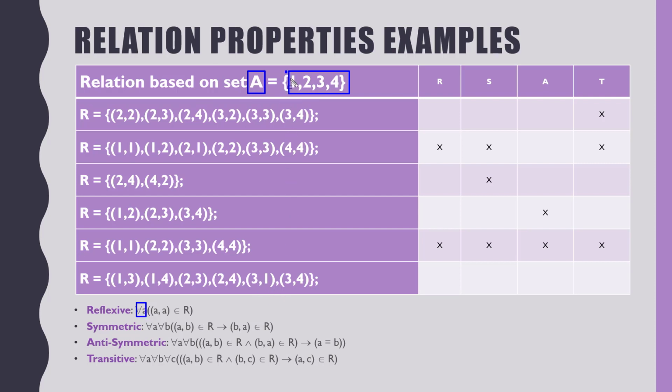So for this element as A, is there an A comma A? In other words, a 1 comma 1. For this element in the set, is there a 2 comma 2? Is there a 3 comma 3, 4 comma 4? That's what we're asking here.